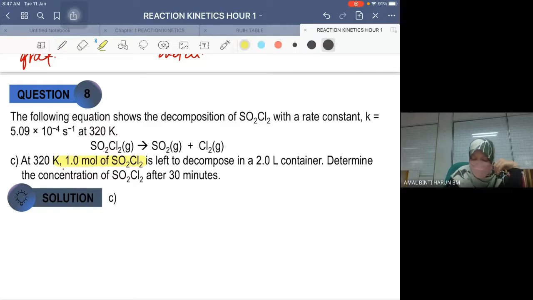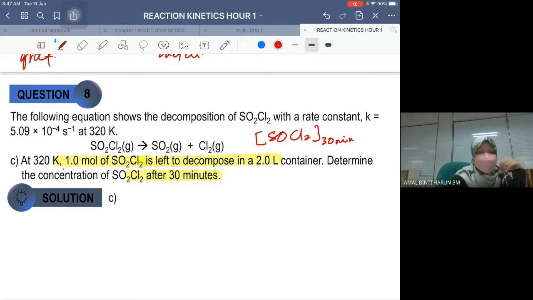Nombor 8. Last kali, the following equation. 1 mole of thionyl chloride is left to decompose in 1 liter container. Determine the concentration after 30 minutes. So, kita nak cari apa? Concentration SOCl2 yang lepas berapa? 30 minit. After 30 minutes. Berapa concentration dia? Okay, bila kita ada initial concentration, ni initial concentration. Kita nak cari concentration final.